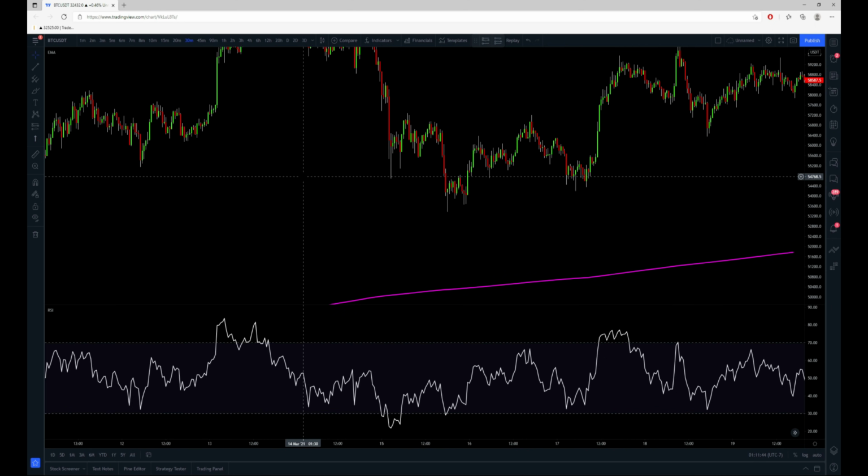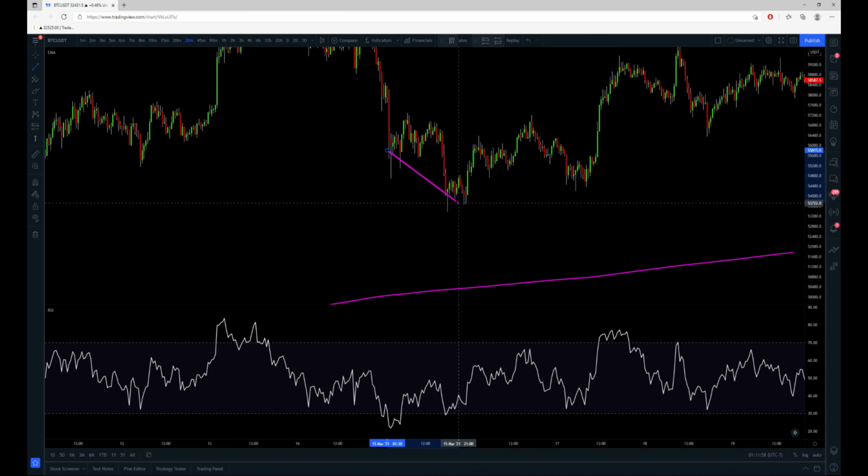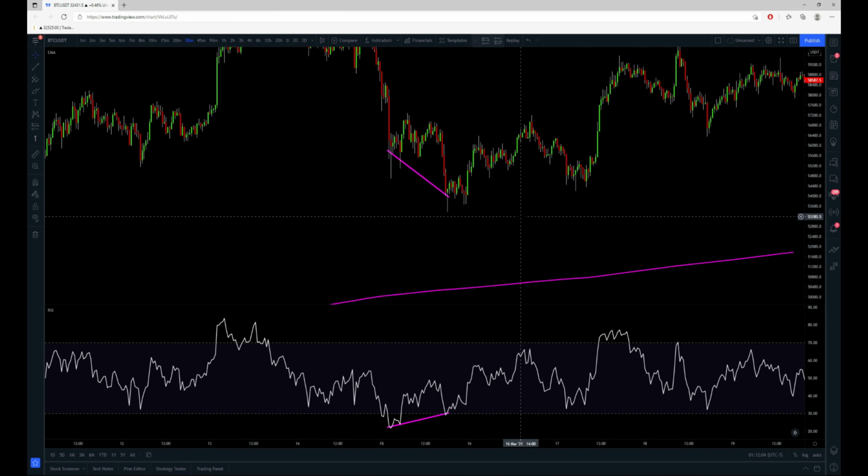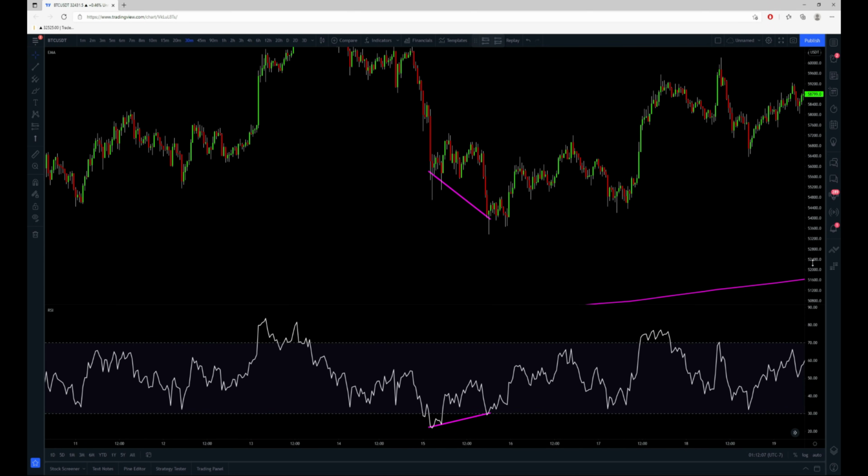All right, final example here. This one's for a long. So we see price above the EMA, and then we're looking for our oversold on the RSI, which happens right around this area. And next we want to see that bullish divergence, which we get big time here. So strong bullish divergence on RSI. And next we're waiting for our market structure break.